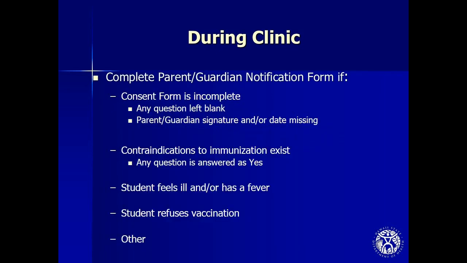If the child is not vaccinated, please indicate the reason on the parent-guardian notification form. Reasons may include incomplete consent forms, when a question is left blank, or the parent or guardian's signature or date of the signature is missing. It also includes contraindications to immunization, which would be indicated if any question on the consent form was answered yes.